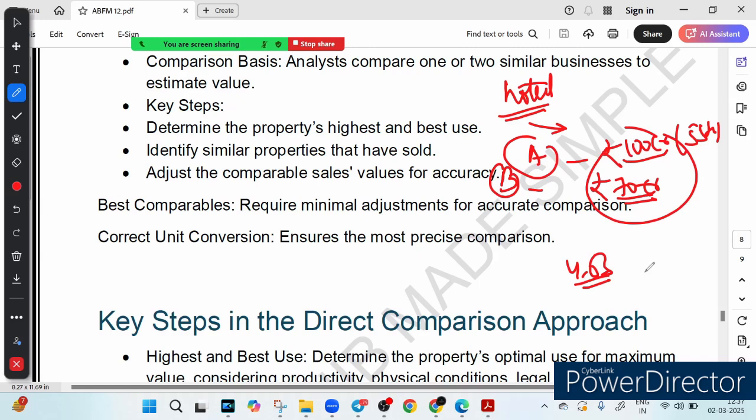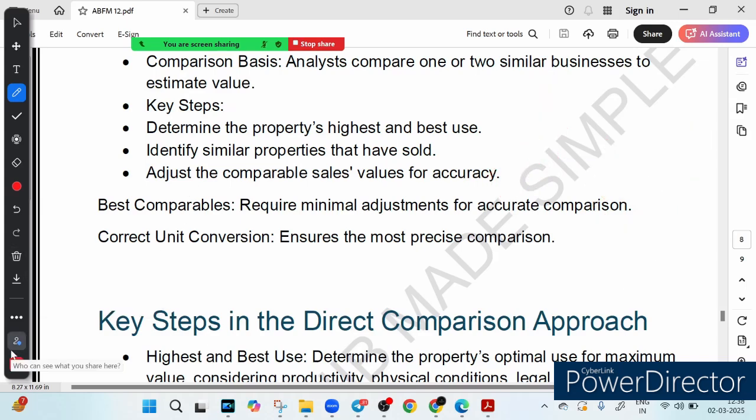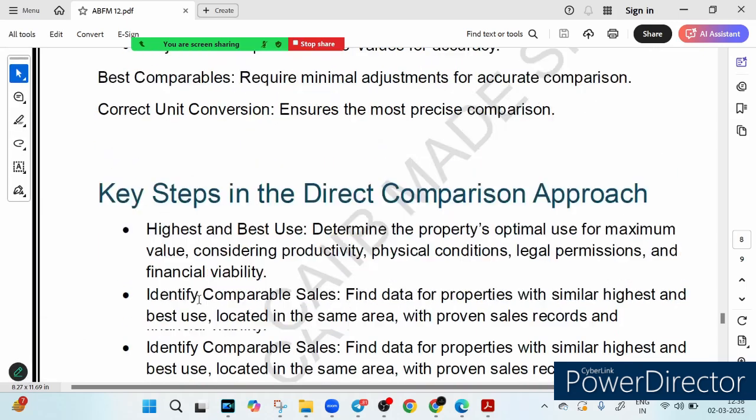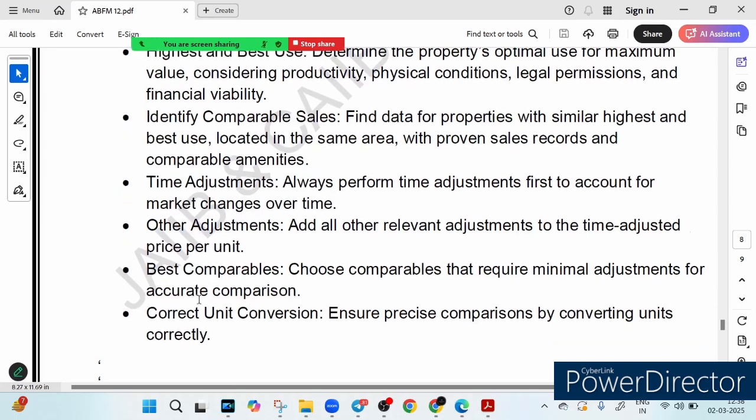The best comparison is one that requires the least adjustment. Timing adjustment and unit conversion ensure accurate valuation. And this approach works best when recent comparable sales are available. Now, what are the key steps in the direct comparison approach? Let's look at the key steps. I think we have discussed it.